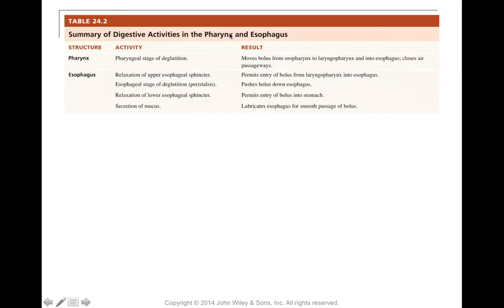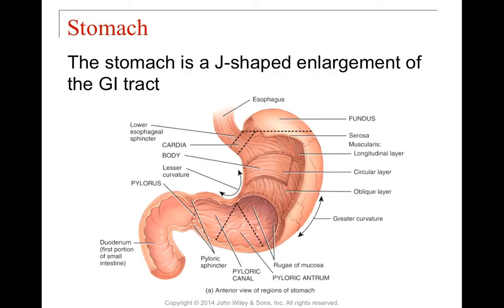So what happens in the pharynx and esophagus? Well, basically, we're going to be moving the bolus of food from the mouth, or the oral pharynx region, down to the laryngopharynx region, which is going to pass by the trachea, so we're going to have the epiglottis moving over. That's going to close off the air passageways. In the esophagus, we're going to have something called peristalsis, which is the esophageal stage of deglutition, which is going to push that bolus of food down the esophagus until it gets to the stomach. Now, before it gets to the stomach, it has to knock on the door of the lower esophageal sphincter, and that's what's going to be allowing the food into the stomach. The esophagus also secretes mucus, which helps lubricate the passage of the bolus of food throughout the esophagus.